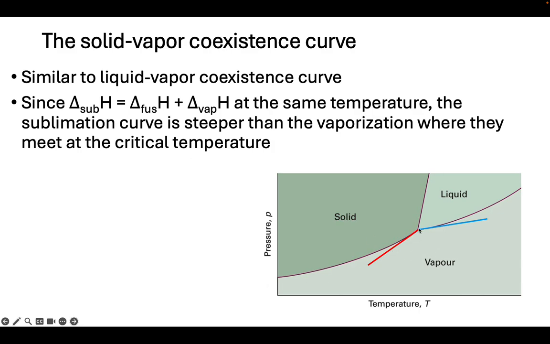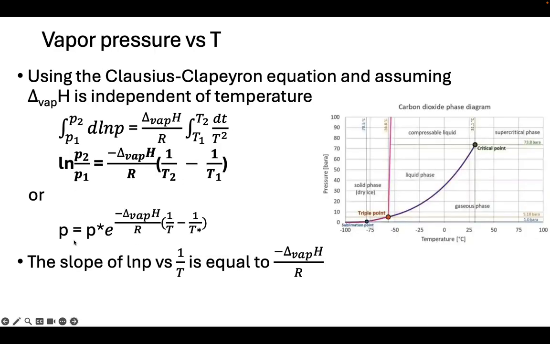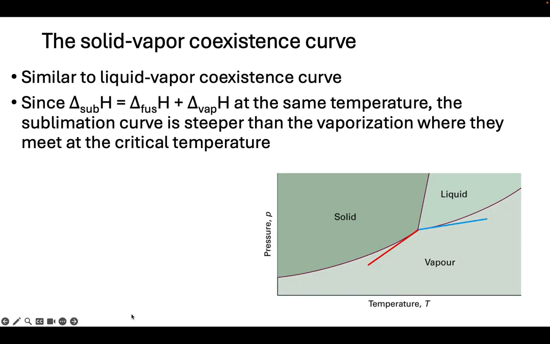But if you look at where they come together at the triple point, all right, the delta H of sublimation, going over this curve here, remember, is going to be equal to the delta H of fusion plus the delta H of vaporization. It's larger, and that delta H is in the numerator of the slope, right? So if you take the natural log versus 1 over T, it's in the numerator. So the larger delta H gives you a larger slope here.